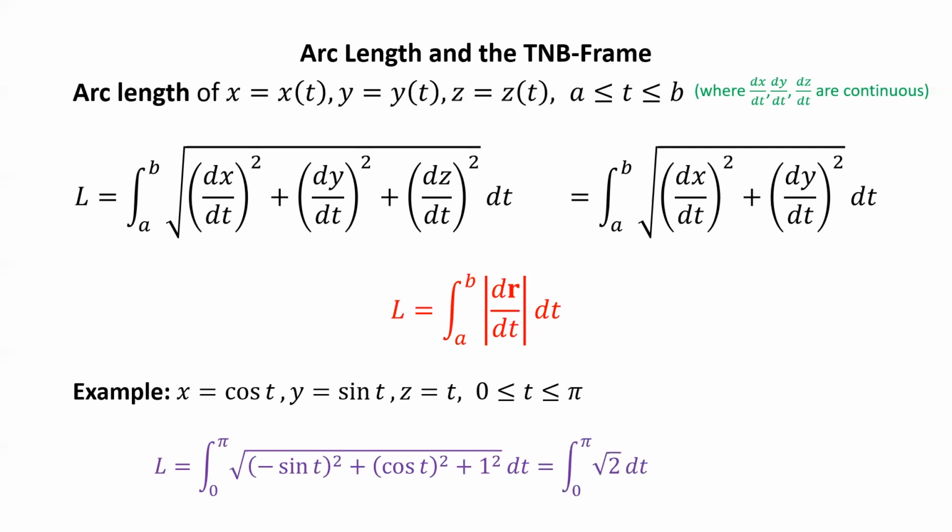Now, the square of negative sine t plus the square of cosine t, that's just sine squared t plus cosine squared t, which is 1. Adding another 1 for 1 squared, we get 2. So we just have a square root of 2 as the integrand. When we integrate that, it's just the constant root 2 times t from 0 to pi. Plug in the pi, we get root 2 pi. When we plug in the 0, we just get 0. So the final answer is just root 2 times pi.